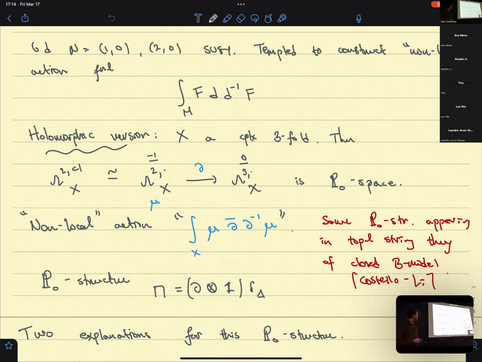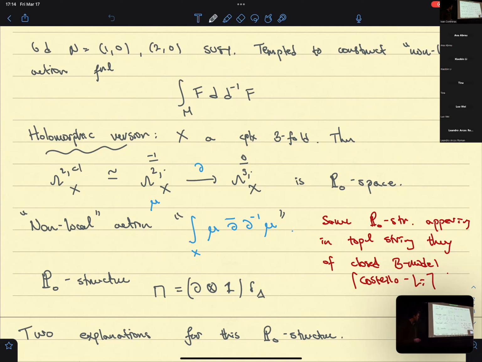This P0 space has an explicit description, or the P0 structure, again, is explicit. It's a constant coefficient bivector of degree 1. And again, it's basically just given by the Dirac delta function. Sorry, basically it looks like you apply the holomorphic differential del to the Dirac delta function. So again, it has this degenerate sort of feature.